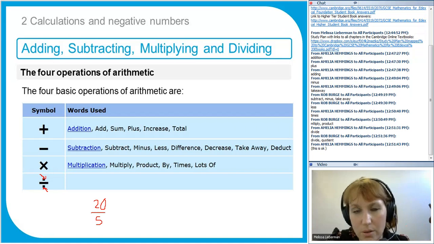The 2 dots above and below the line kind of stand for a number above and a number below, the number on the top divided by the number on the bottom. And we'll use this throughout the course, so get used to seeing it written in that way.